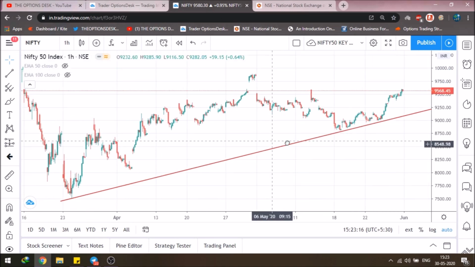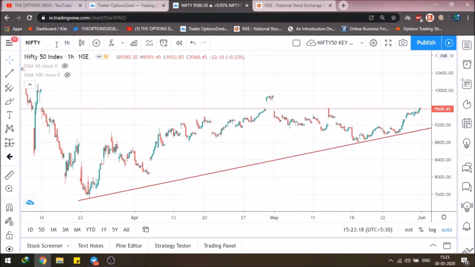So now let's see. This, as you can see, is a Nifty 50 chart and the time frame is 1 hourly basis. I'm expecting a little bit of gap up around 50 to 60 points in the Nifty 50 for Monday. So I'm expecting a gap up till this level.